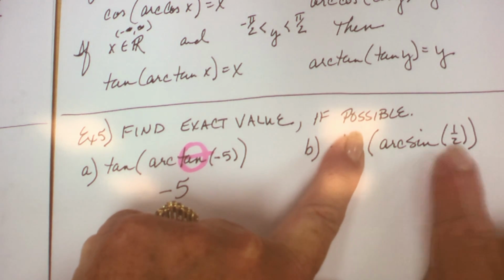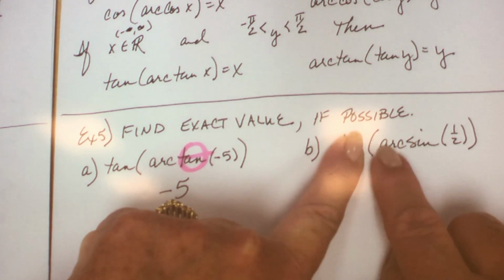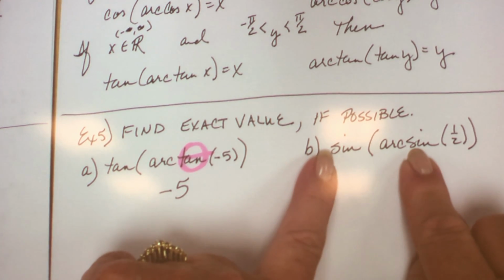Cover this part up and do this part right here. Tell me the angle whose sine is 1/2. You're thinking about your unit circle. I want the y to be 1/2. What is it? Pi/6. Now you're going to find the sine of pi/6.